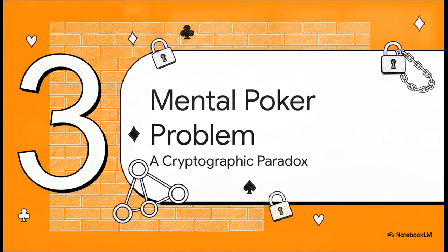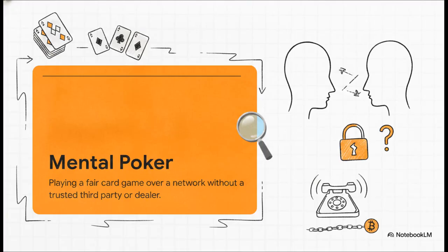But entering Section 3, we hit a massive cryptographic paradox. This was the giant technical hurdle that stopped Satoshi's original poker code dead in its tracks. If you're not familiar, mental poker is basically the mathematical nightmare of trying to play a provably fair game of cards over a network without relying on a central server or a trusted dealer. It's kind of like trying to play a high-stakes game of Texas Hold'em over the phone with someone you completely distrust, where nobody can cheat and there's no dealer to shuffle the deck.